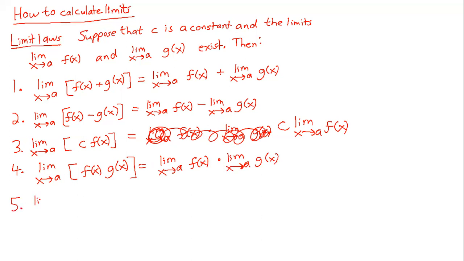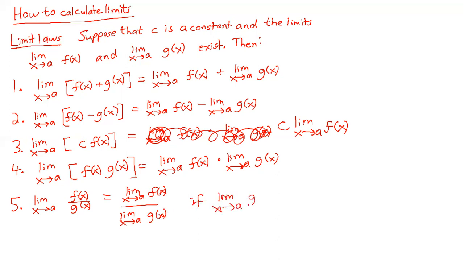And finally, we have that the limit as x goes to a of f of x over g of x equals the limit as x goes to a of f of x over the limit as x goes to a of g of x, if the limit as x goes to a of g of x is not 0. Again, caveats are very important. Okay, so let's do a quick example on the side here of actually using these limit laws. And like I said, later we'll get to the point that we can prove one.